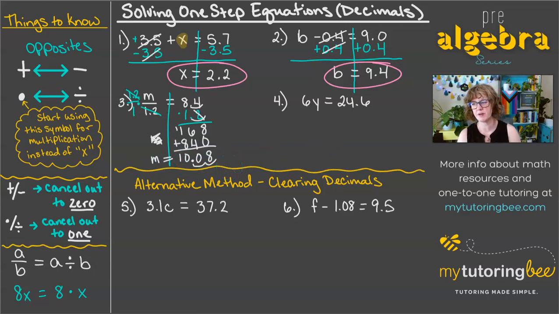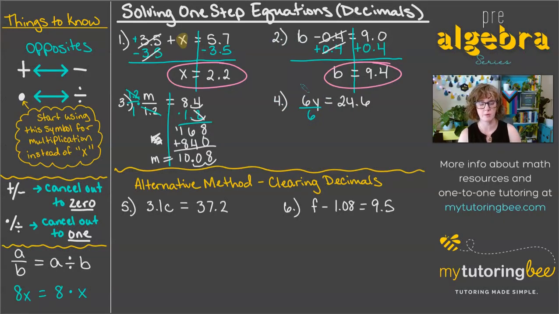All right, let's see what we've got for problem 4. We've got 6y equals 24.6. So just keep in mind that whenever we have a number and a variable put together like that and no symbols in between, it always means multiplication. So in order to undo that multiplication, we want to divide. So let's divide by 6.